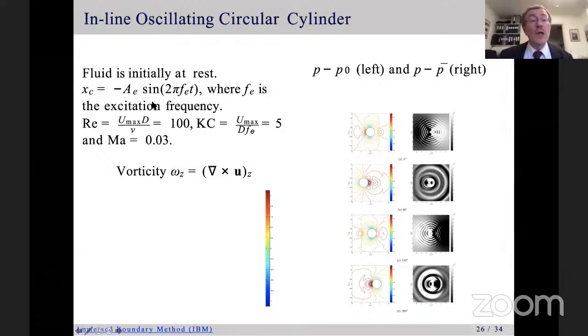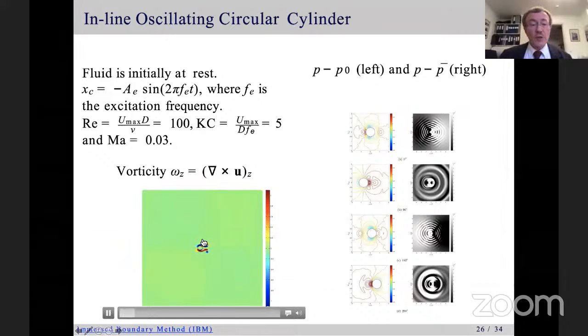And the Keulegan-Carpenter number is this maximum velocity, non-dimensionalized using the product of the diameter of the cylinder and this excitation frequency. That is a low Keulegan-Carpenter number, which is the ratio of the nonlinear acceleration to the local acceleration. The Mach number is low.